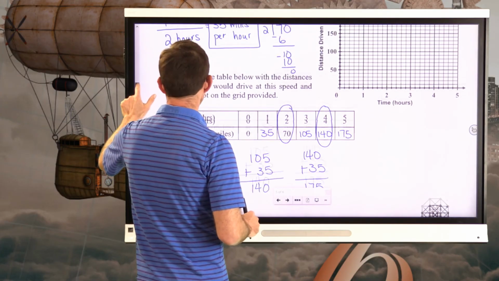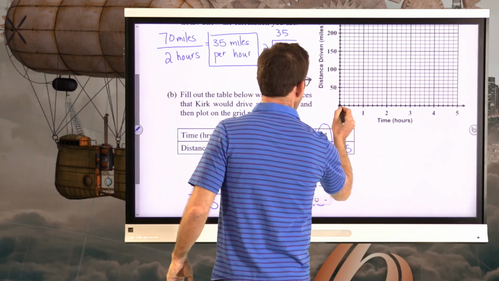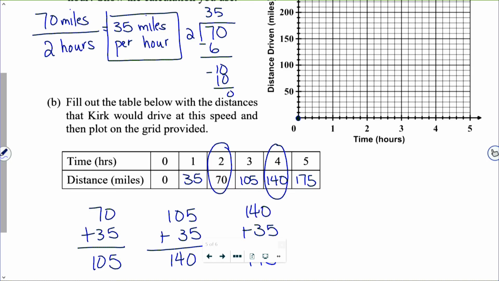So in 0 hours, we've gone 0 miles. In 1 hour, we've gone 35 miles. That's a little bit tricky. The y-axis is scaled in tens, not fives. So we have to think a little bit about where 35 would be. 2 hours is a little bit easier. That would be 70 miles. 3 hours, 105, again, just to be a little careful there. 4 hours, we've got 140. That one's pretty easy. And in 5 hours, we have 175, which would be right there.